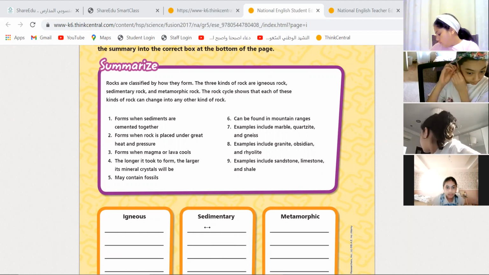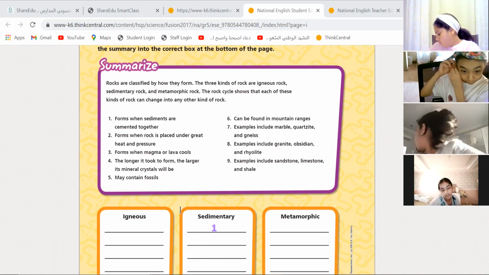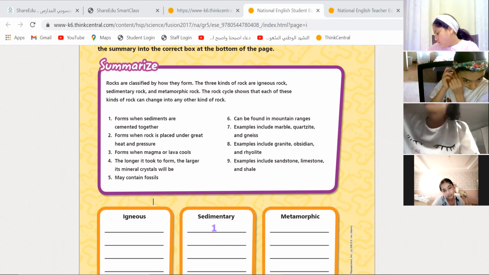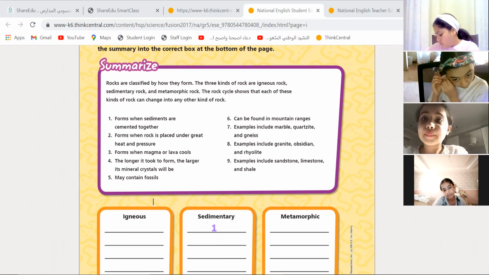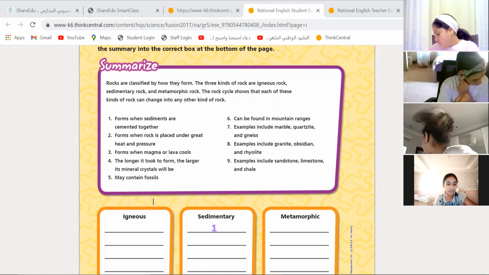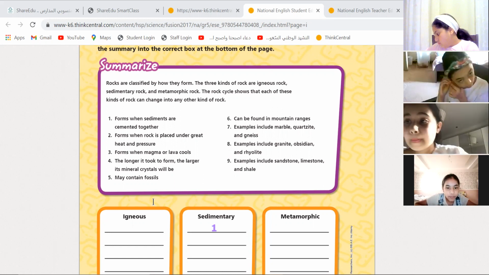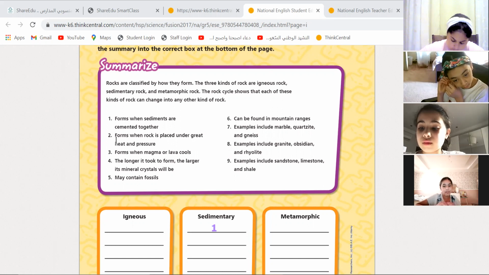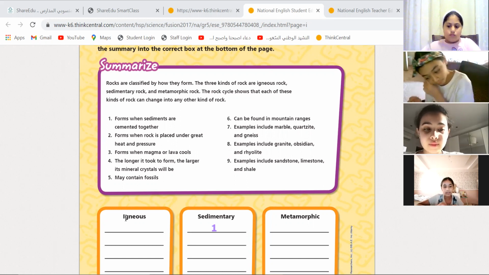We write number one. Okay, Maria, read for me number two. How about Jenna doing number two? Forms when it is placed under pressure. So if it forms under heat and pressure, very great heat and pressure, it's igneous. Are you sure?